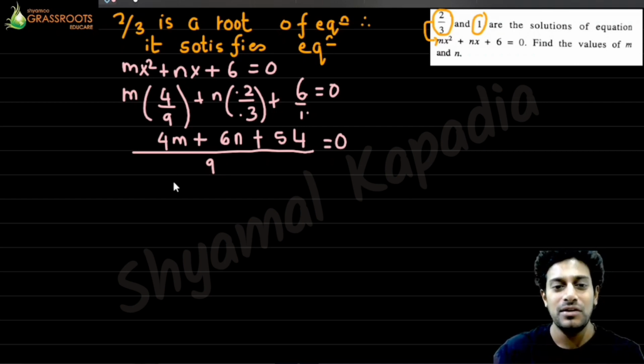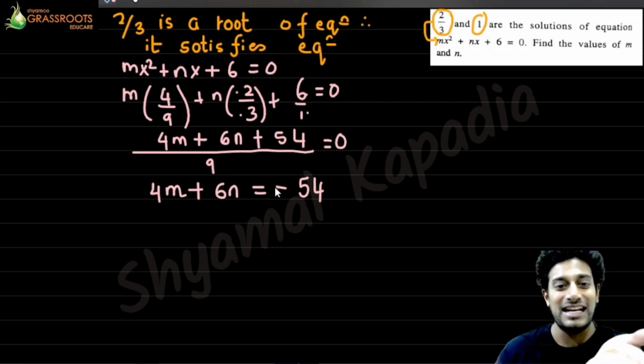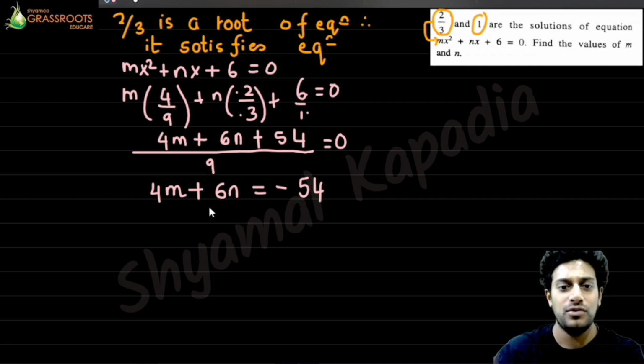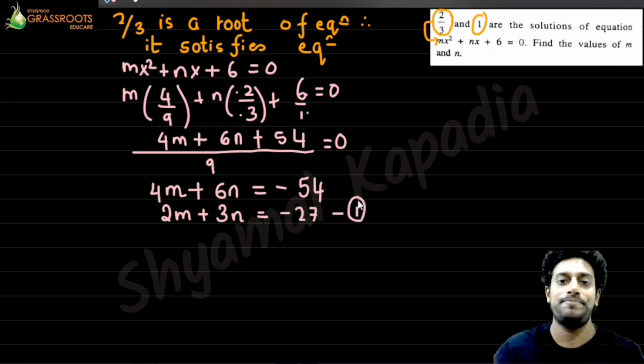Cartoon Network. So I get 4m. I know hai 3-4 milenge aise cartoons. Plus 6n. Shift it on the other side is equals to minus 54. Yeah, plus becomes minus. Woh toh 0 ho gaya na. Some people ask me, sir, where is 9 gone? Khana khane gaya, eating food. Arre 9 zeros are 0. You can divide by 2. You can reduce it. Divide by 2. 2m plus 3n is minus 27. Put this as equation number 1.